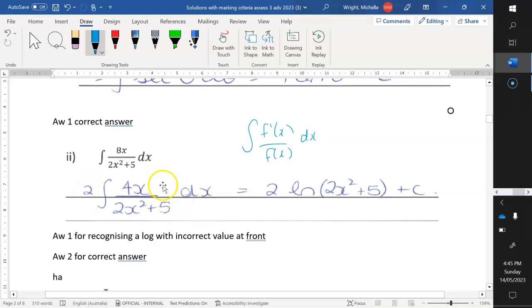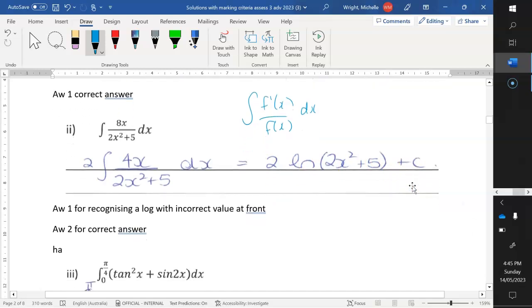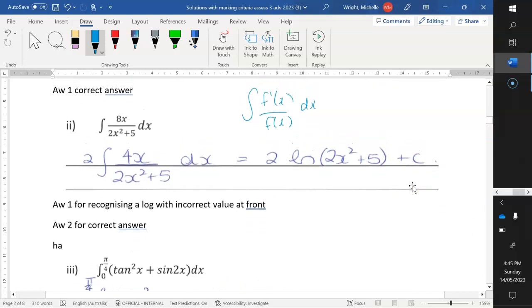So we've got double the derivative on the function. The formula sheet tells us that this should be in the form of log of that bottom line, or log of the function, and we've got double it. And we add c because there's no upper or lower. That was not done well at all.